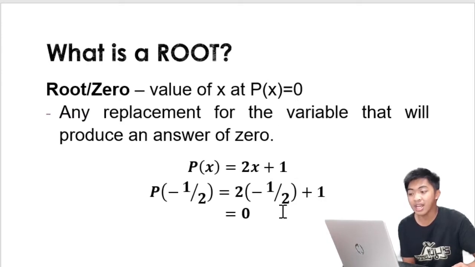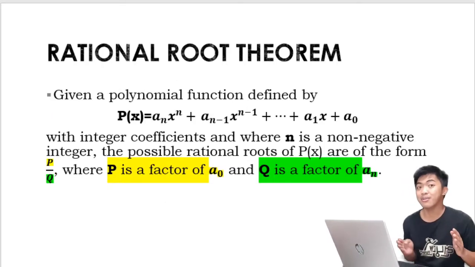So ang bilang po ng root, nakabase po yan sa kung anong degree ang polynomial. This polynomial here is in the degree 1. So isa lang po ang root niya. Kapag quadratic naman, of course, dalawa ang root niya. Kapag cubic, tatlo ang root. Kapag quartic, apat, and so on. So let's go to the main part.